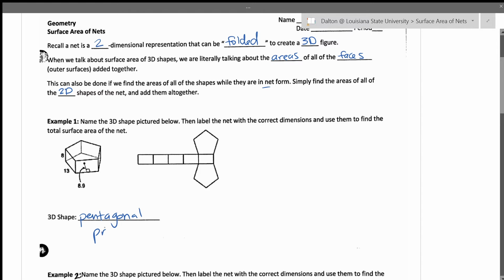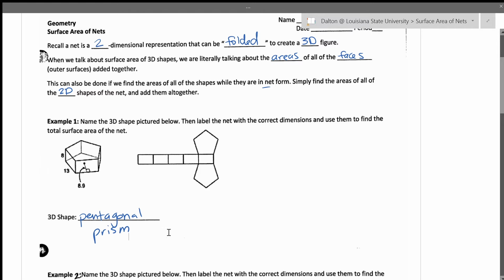That word's kind of interesting. I know many people say pentagonal just because it's a pentagon and then you tag on the AL, but if you look specifically in a math textbook, it would tell you to pronounce it pentagonal. So what we want to do is take the dimensions that are labeled on the 3D shape and label the net accordingly.